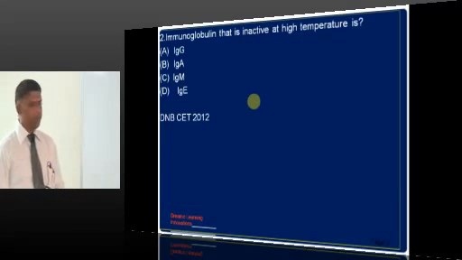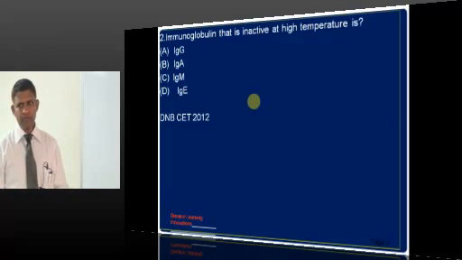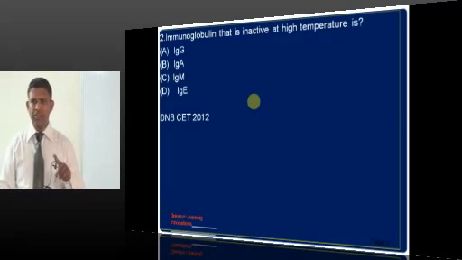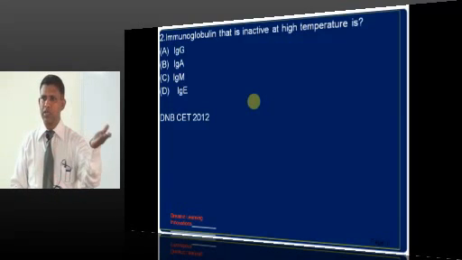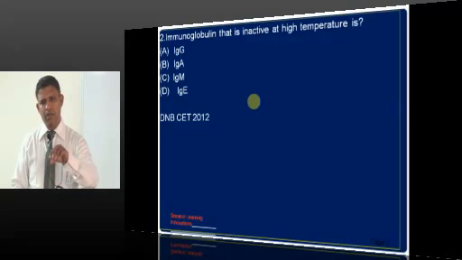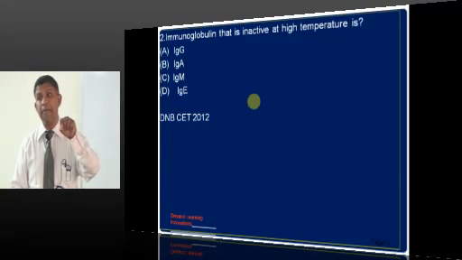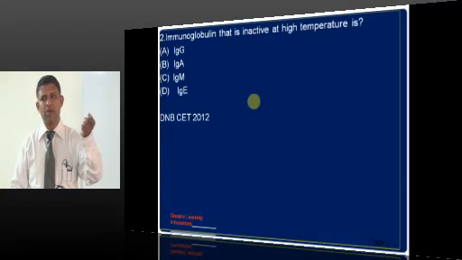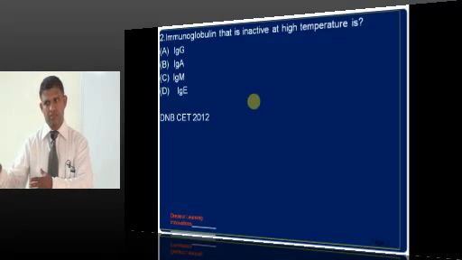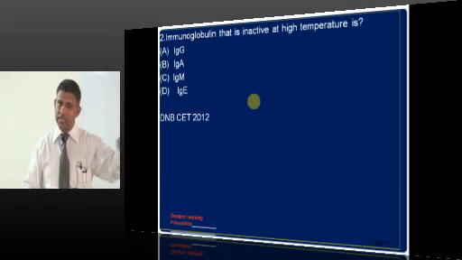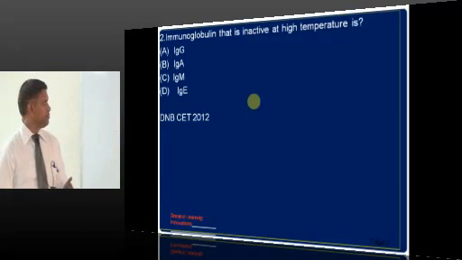Immunoglobulin that is inactive at high temperature. The beauty of IgE is it's all exceptions. If you go back and look at the table in Ananthanarayan 9th edition, IgE has a lot of exceptions. It's the only immunoglobulin which has low molecular weight, it's the only one which is heat labile, and it's the only immunoglobulin that participates in allergic and parasitic infections. It has receptors on mast cells and basophils. So these are exceptions. All immunoglobulins are heat stable except IgE. So the answer is IgE. Inactive at high temperature, it gets destroyed.